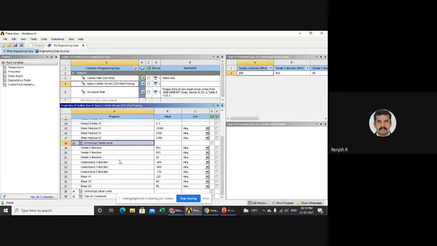This is actually for the Tsai-Hill criterion. 9 constants are required: tensile strength in X, Y and Z directions, compressive strength in X, Y and Z, and shear strength XY, YZ, and XZ. Similarly, one more is there: orthotropic strain limits.